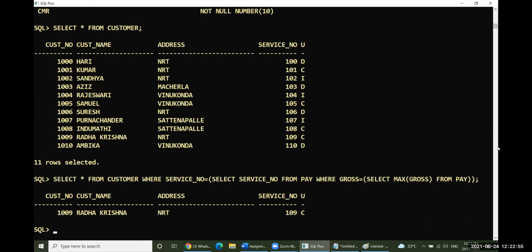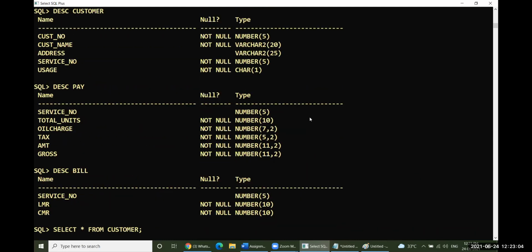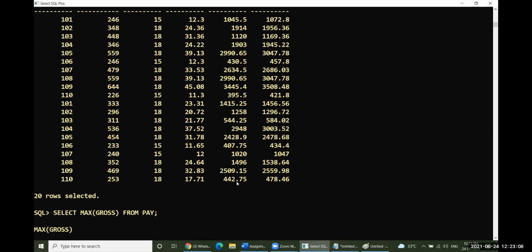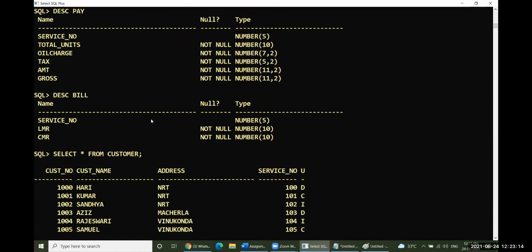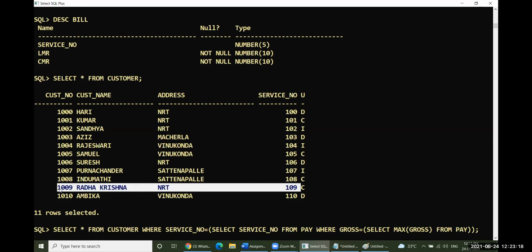Okay, so look at this. హీ ఈస్ ద పర్సన్ రాధాకృష్ణ, he is the person who is paying the highest amount to the electricity system. So look at this, what is the highest pay? The maximum of 3058, and what is the 3048 value? The 3048 value is 109. Who is 109 as far as this particular thing? So 109 is Radhakrishna.